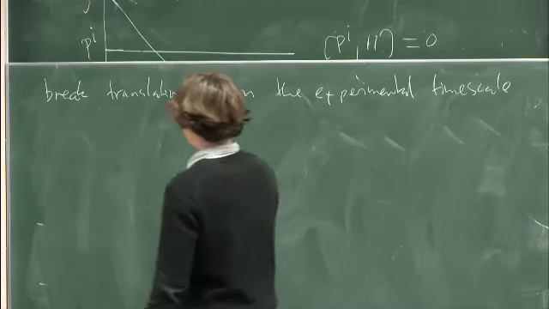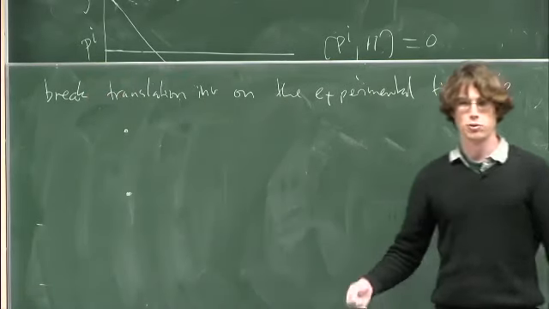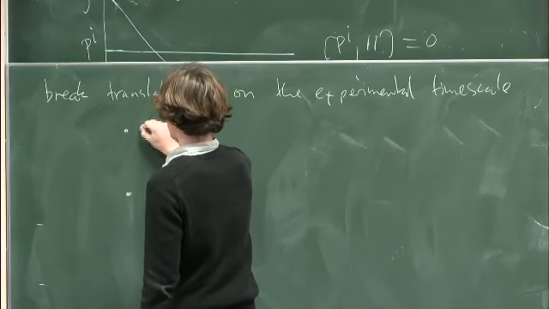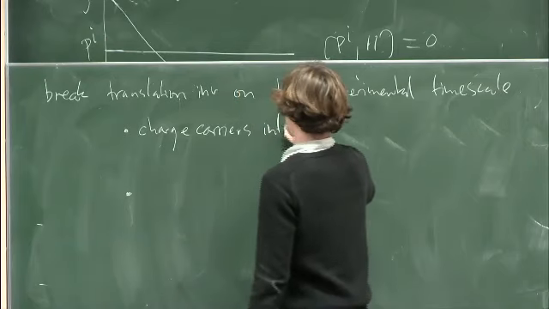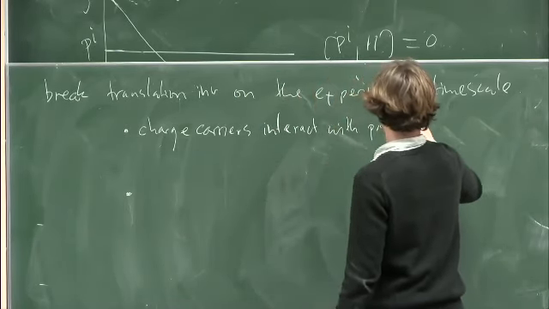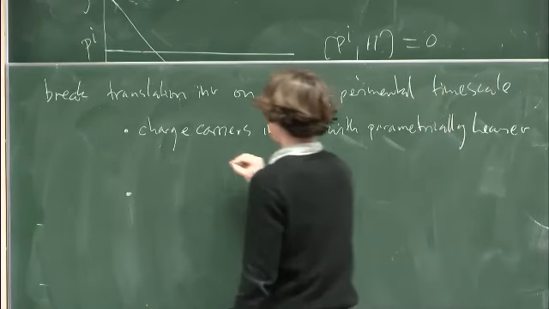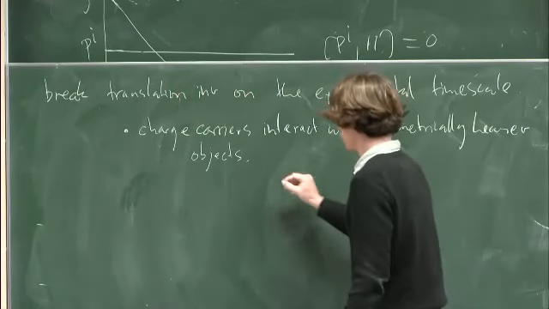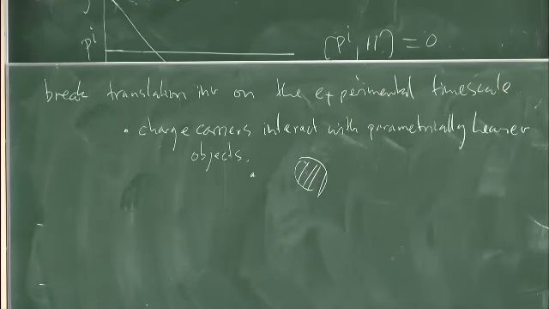I'm aware of at least two different ways of doing that. How can you get your charge carriers to lose their momentum? One is if the charge carriers interact with parametrically heavier objects. So why does that work? You have your charge, and then, say, a big proton or something, and the charge hits it.